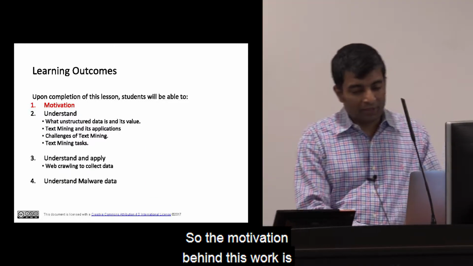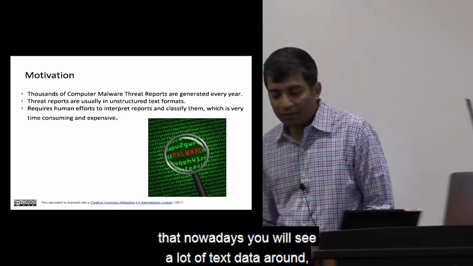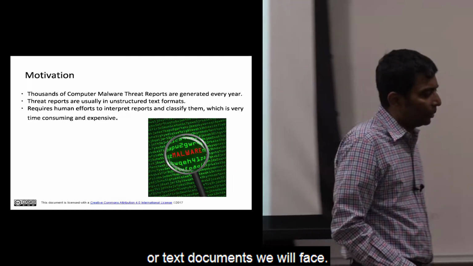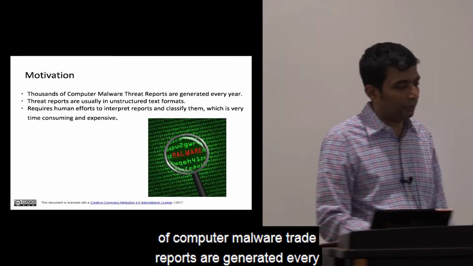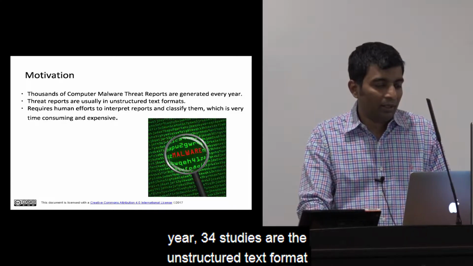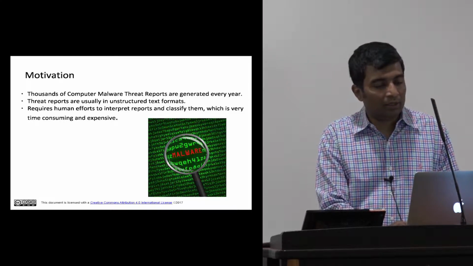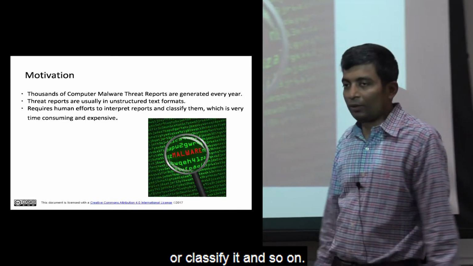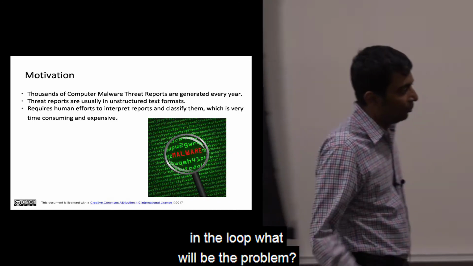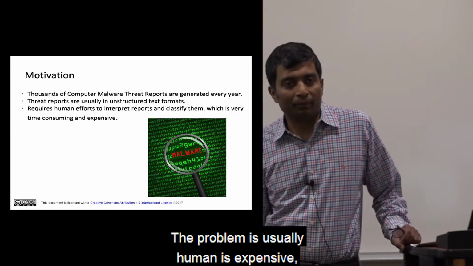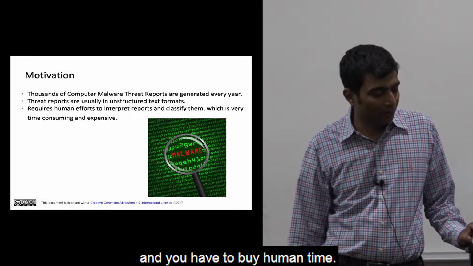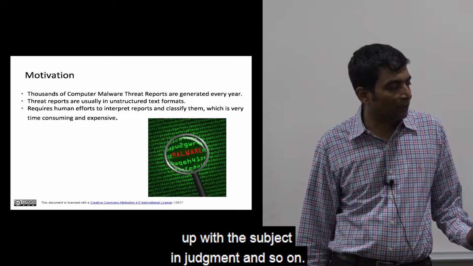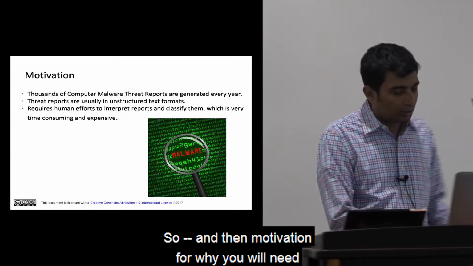The motivation behind this work is that nowadays a lot of text data are around, text documents we will face. For example, a lot of computer malware threat reports are generated every year. Threat reports are usually in unstructured text format, and it requires a human to interpret or classify them. When humans are involved in the loop, what will be the problem? Humans are usually expensive, and you have to buy human time. You have to spend money. On the other hand, humans sometimes come up with subjective judgments.